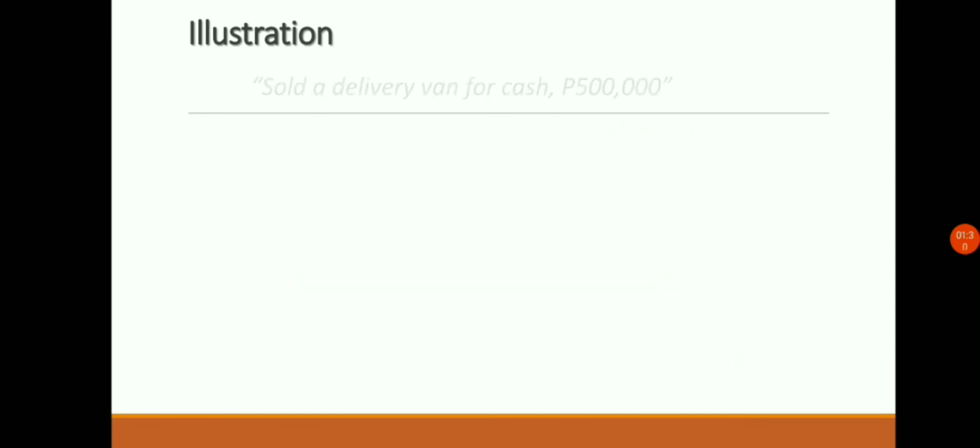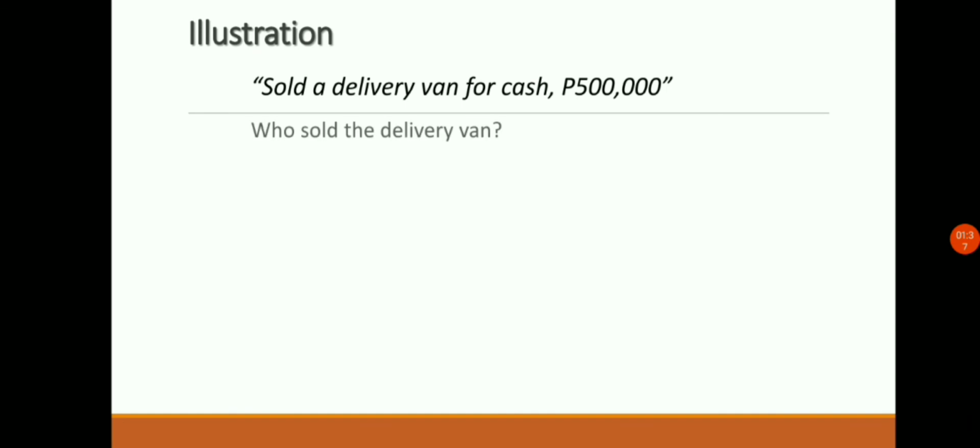Okay, for the second illustration, we have sold a delivery van for cash, 500,000 pesos. So this means that it is the business that is selling a delivery van. So this is identifying. So next, so again, when analyzing a business transaction, we need to consider ourselves as the business. So we have to think that we are the business. We have to think, or you have to think that you are the business.